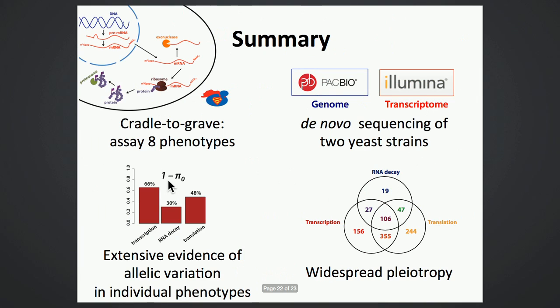Next slide, please. In summary, I told you a little bit about this cradle-to-grave analysis of cis-regulatory variation in yeast that I'm working on. In all, we will be looking at 8 different phenotypes. To lay the groundwork for this project, I de novo sequenced the 2 yeast strains that I'm working on and achieved chromosome-length contigs and were able to annotate most of the genes in the genome. There seems to be extensive evidence of allelic variation in the individual phenotypes that I looked at, and we think that there's widespread pleiotropy.